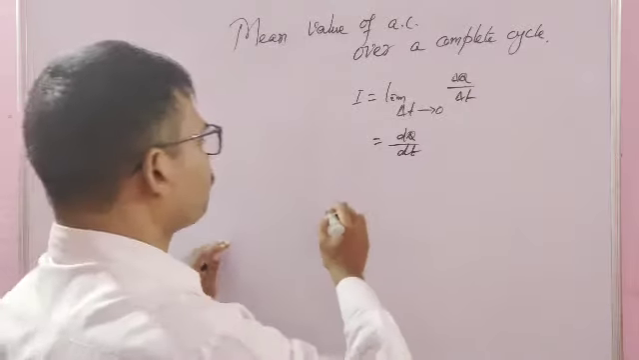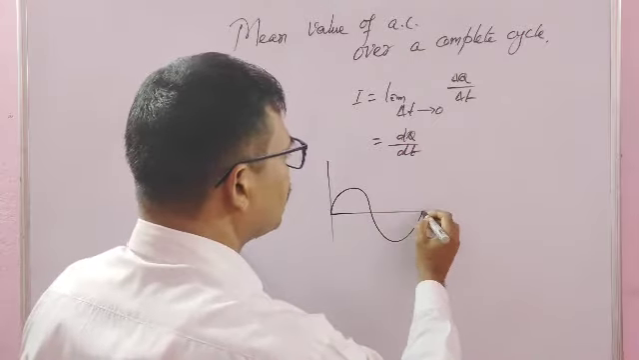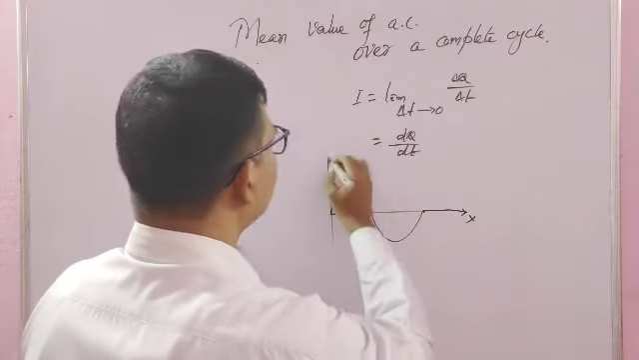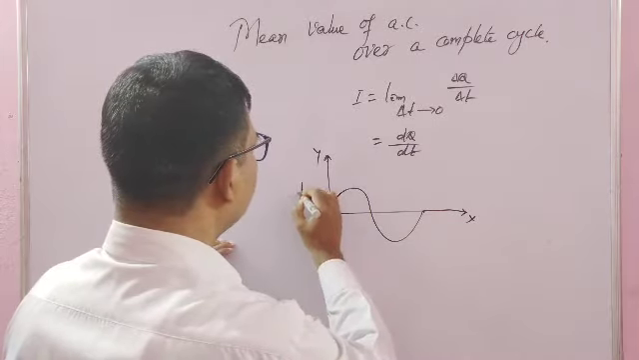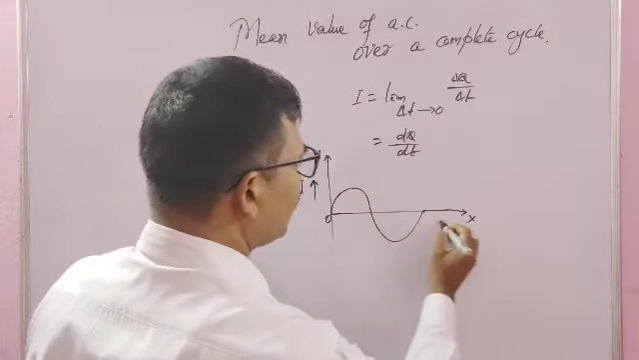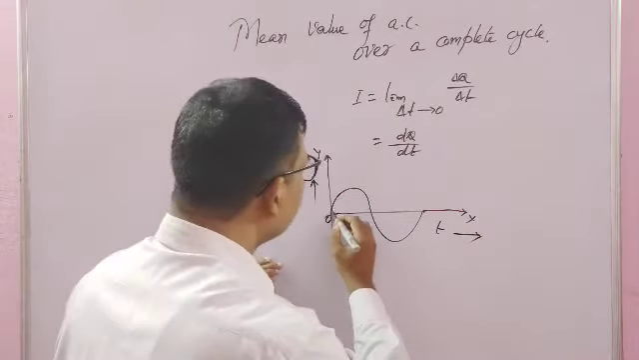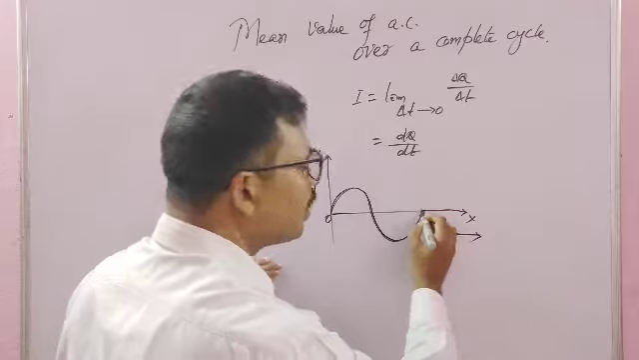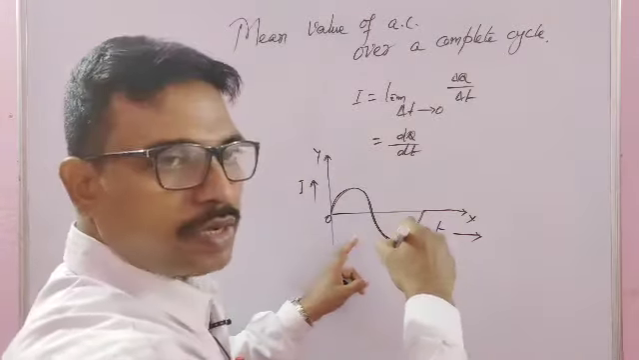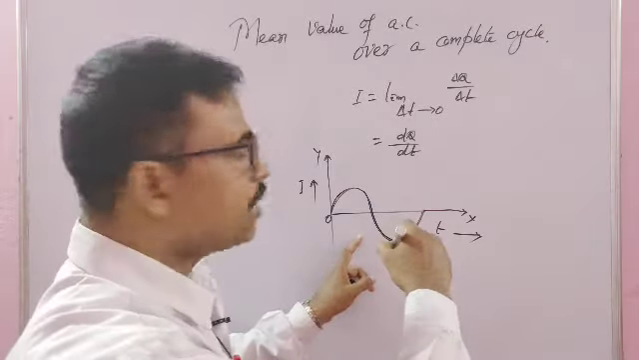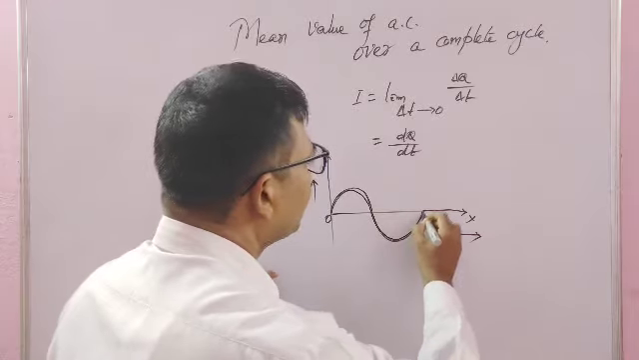But the question is, this is AC. Suppose this one is the x axis, this one is the y axis, it is the origin. If you draw the graph between current and time, you will get this. So this one is a complete cycle. In the sound chapter, in wave motion and in the oscillation chapter, you have read this. This one is a half wave, then another half wave.